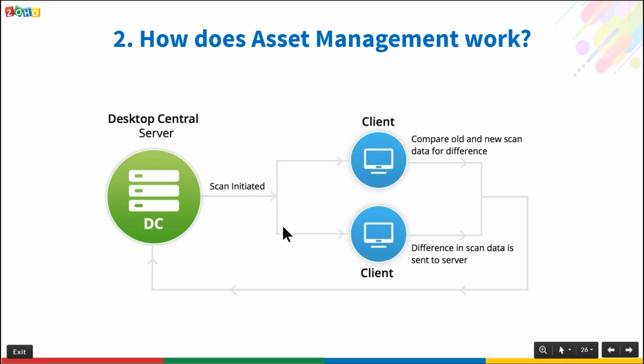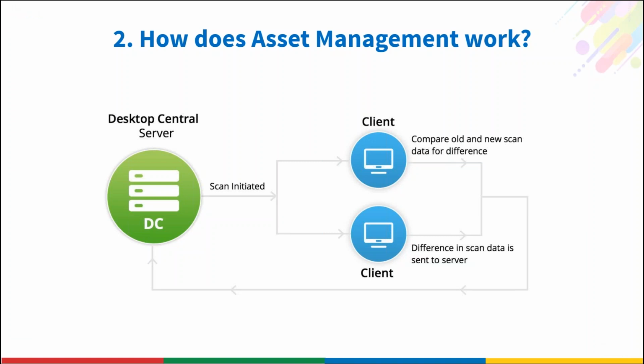Scanning is important for asset management. When a scan is performed for the first time, it takes complete data of a computer, which includes details of hardware and software, and posts the details to the server. So this is called a full scan. This happens the first time the agent is deployed.